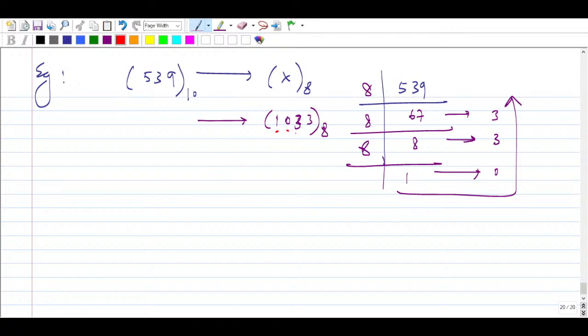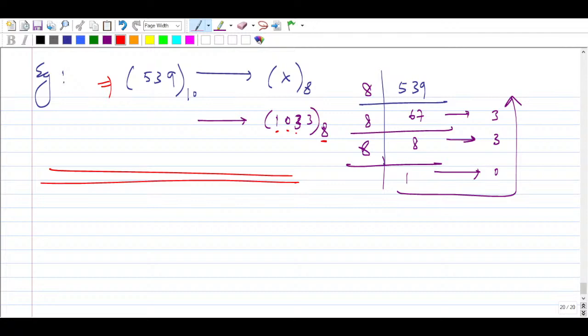Observe the key observation you can make here. Whatever digits are present in this number system having base 8, all the digits are less than the base. All the digits are less than the base. This is a very important fact you have to keep in mind. Okay, so I hope this is clear. But in case of hexadecimal to octal, or octal to hexadecimal, that is very, very easy. I'm just going to explain. Don't worry.